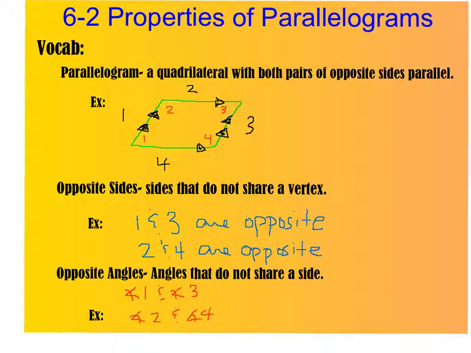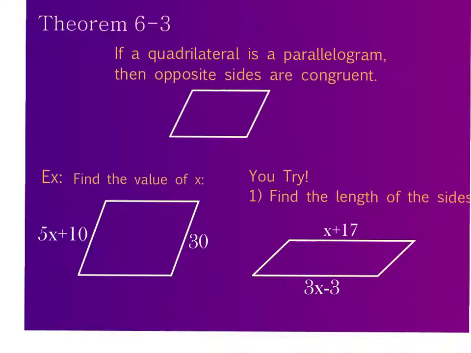And if you look at where they're located in the parallelogram, angle 1 uses sides 1 and 4. Angle 3 uses sides 2 and 3. So I have angles that do not share a side. Angle 1 is 1 and 4, angle 3 is 2 and 3. So now that we have our vocabulary, we can start looking at some theorems and some properties of parallelograms.